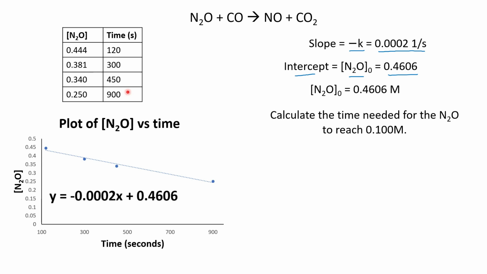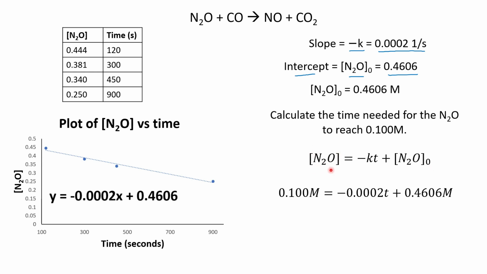Because we're relating concentration and time, we want our integrated rate law right here for our zero order reaction. And let's plug in what we know. We know the concentration we want to reach. That's going to be our 0.1 molar, so we're putting that right here. We have our value for k, so let's plug that in right here. Again, we are solving for time. We want to know how much time it's going to take to reach 0.1 molar. And we know our initial concentration of N2O. That was given to us by our intercept, and that is simply, again, our 0.4606. So all we need to do is solve this equation for time.